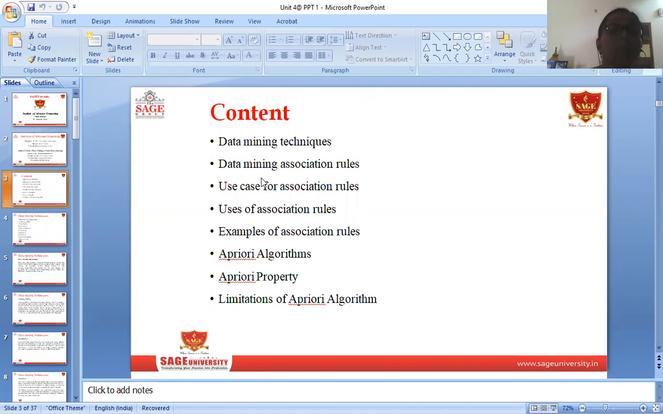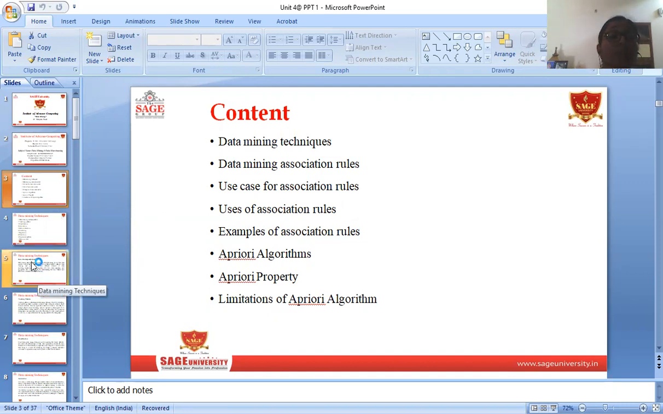Today, we are discussing the topic of data mining techniques. So, there are various data mining techniques. Some techniques are in the category of association rule mining, use cases for association rule mining, use of association rules, example of association rules, Apriori algorithm, Apriori properties, limitations of Apriori algorithm. So today we discuss various data mining techniques.